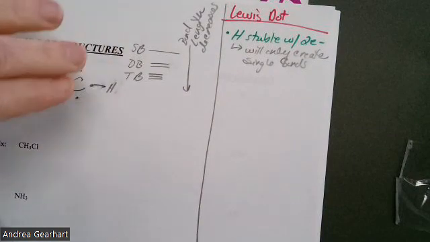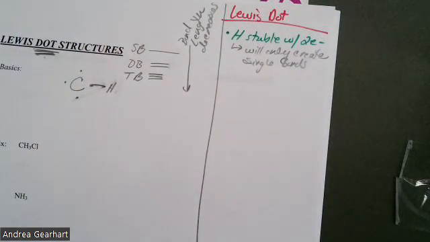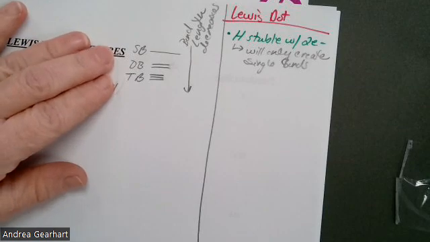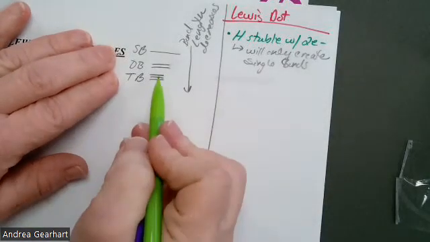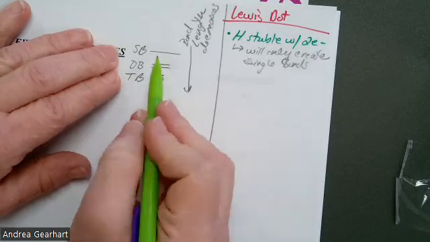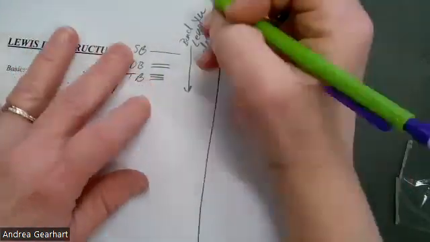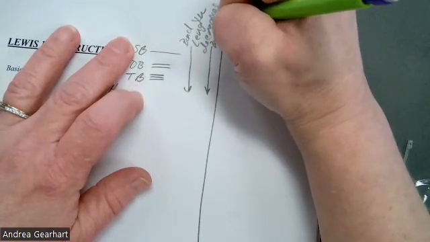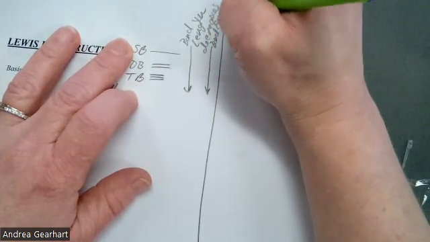But Grace, what do you think? As we share more pairs, what happens with bond energy? Increase, decrease, stays the same? It does, yeah. To break 3 pairs that are being shared is greater than 2 than 1. So bond length decreases, but bond energy increases.